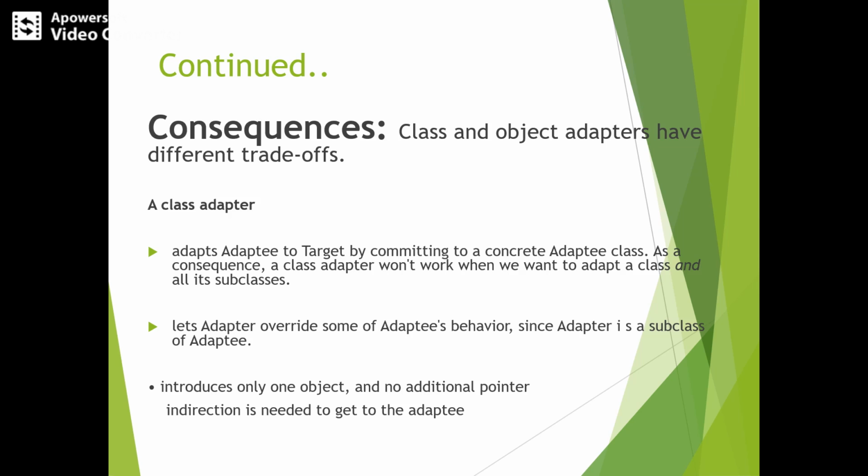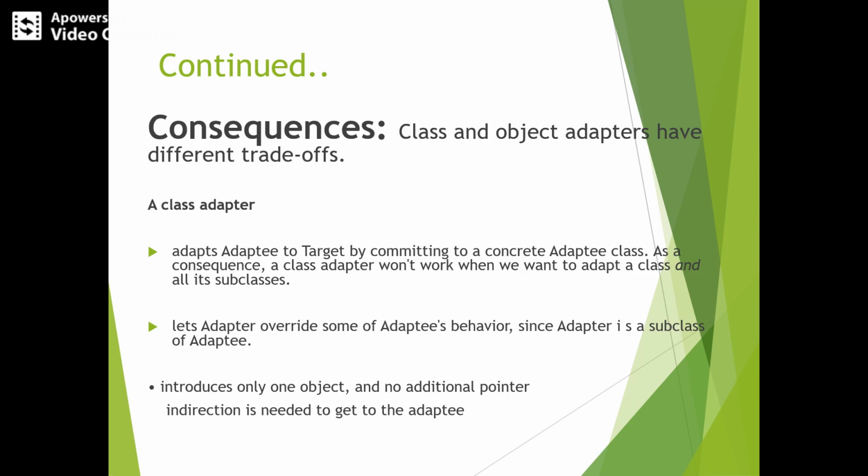Class and object adapters have different trade-offs. So these are the consequences. First, the class adapter. A class adapter adapts the adaptee to the target by committing to a concrete adapter class. As a consequence, a class adapter will not work when we want to adapt a class and all its subclasses.